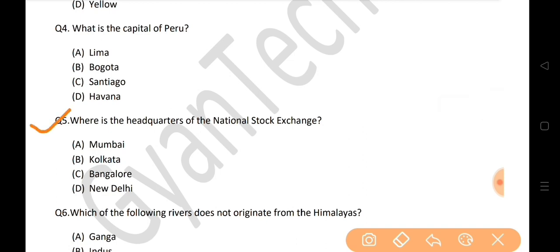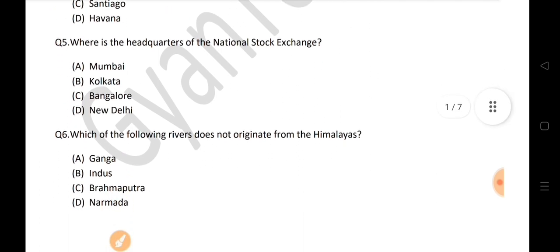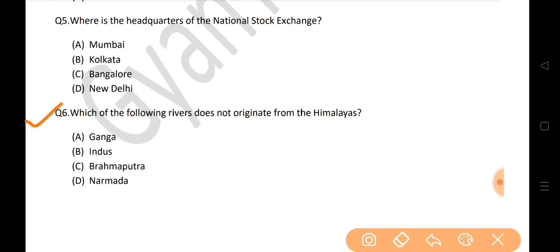Next question, where is the headquarters of the National Stock Exchange? Correct answer is option A, Mumbai. Next question, which of the following rivers does not originate from the Himalaya? Correct answer is option D, Narmada.